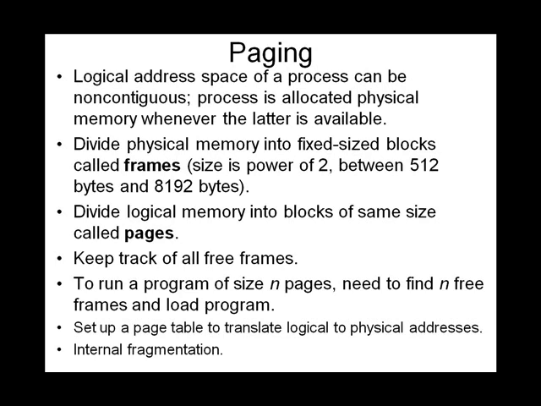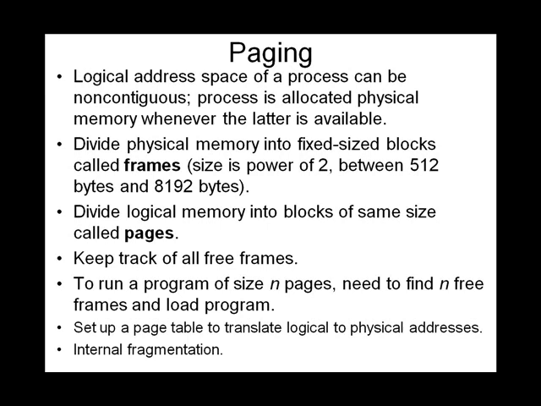Next we will come to the main topic, paging. Generally the logical address space is non-contiguous, so the process is allocated physical memory for the execution. Already I told you two types of memory are there, one is the logical memory, another one is the physical memory. The logical memory is divided into blocks of the same size called pages. Physical memory is divided into fixed-size blocks called frames. See the second and third points on the screen. Once again I repeat, logical memory is divided into pages, physical memory is divided into frames.